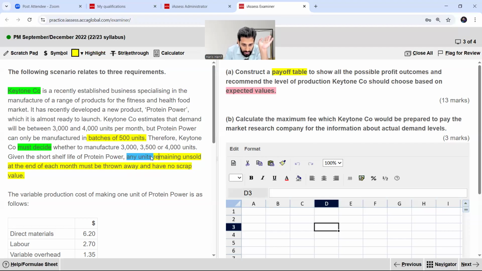They must be thrown away. So this is also an important point, that it must be thrown away. That means you have to dump it, and it has no scrap value. That means the production is a must. So we have got 3 decision making points, right?